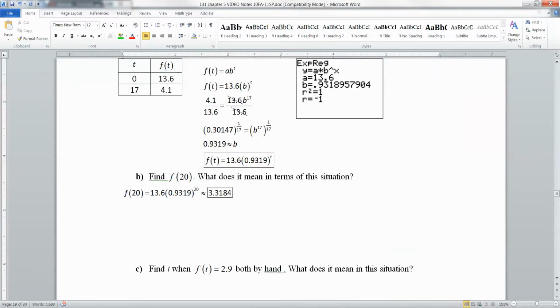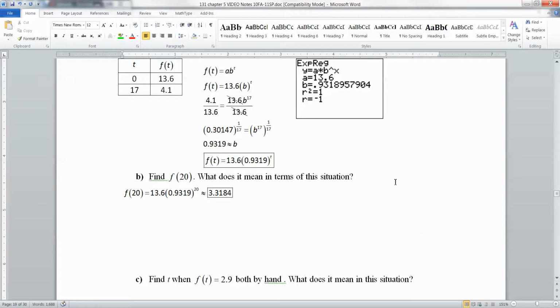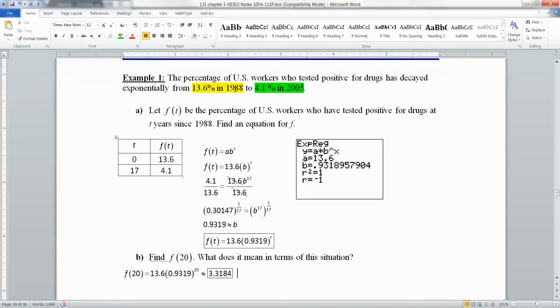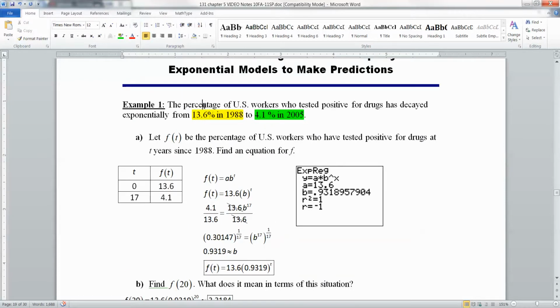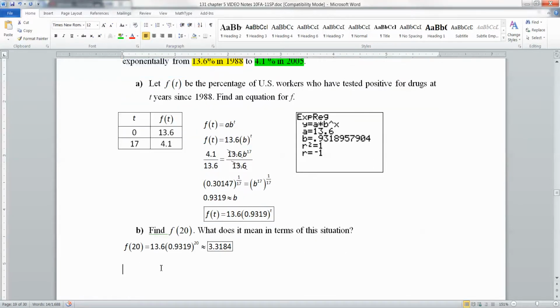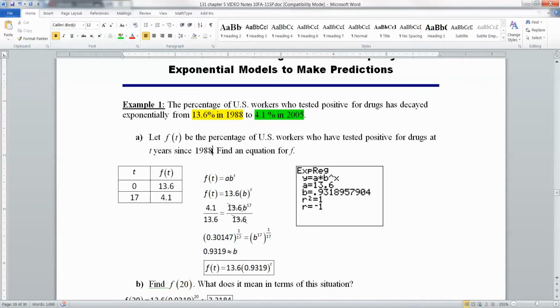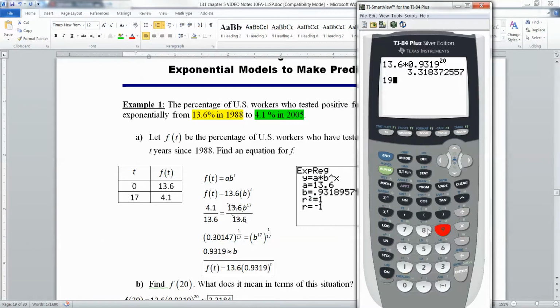So now remember, this was T for time, right, in years since 1988. And then the F of T was the percentage of U.S. workers who have tested positive for drugs. So in 2008, right, because 1988 plus 20 makes 2008. If that confuses you, you can always double check yourself. 1988 plus 20, enter. See, 2008.